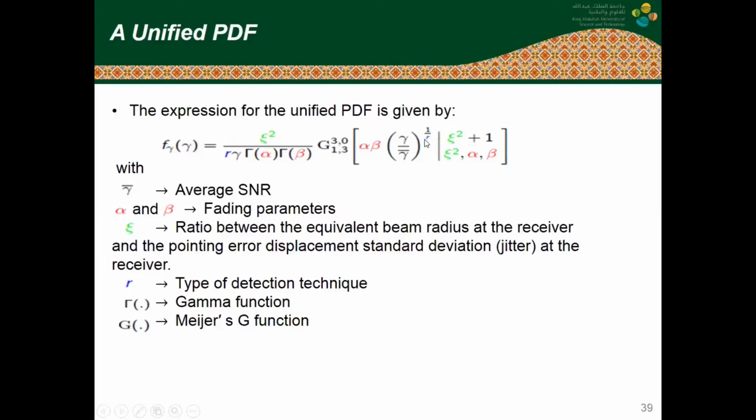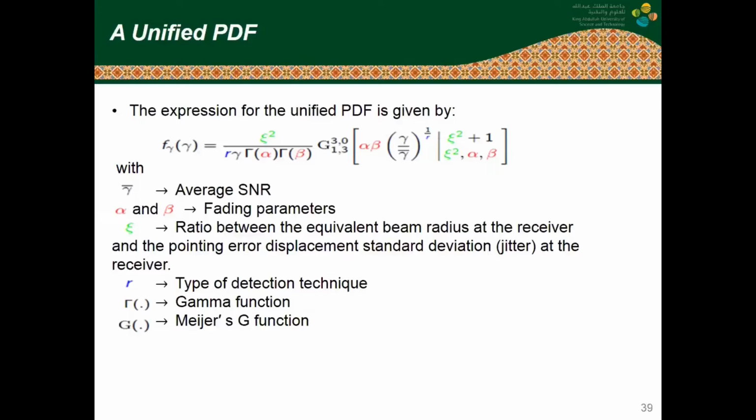Something I forgot to mention, the SNR obviously depends on the type of detection. If it is coherent detection, then the SNR tends to be proportional to the irradiance I. If it is IM/DD or direct detection kind of communication system, then the SNR is proportional to I squared. So basically, r can take 1 or 2, depending on the proportionality factor of I with respect to the SNR. And instead of trying to develop calculations separately for IM/DD and for coherent, we were able to unify that in a single expression. And this PDF essentially is very handy in that context.